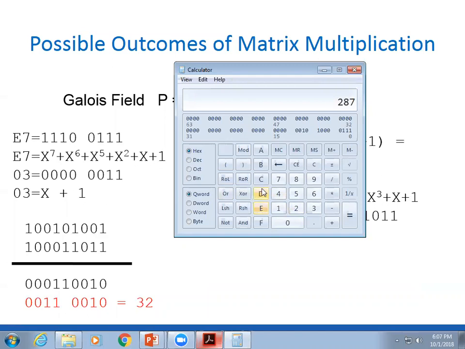So E7 times 3 gives us this. Binary. Have to convert to binary. Then XOR it with this number. I did the wrong one. 1, 0, 0, 0, 1, 1, 0, 1, 1. Gives us that. Convert it back to hex.